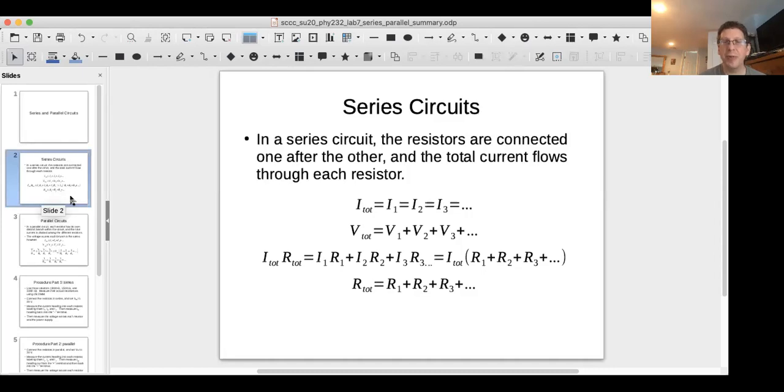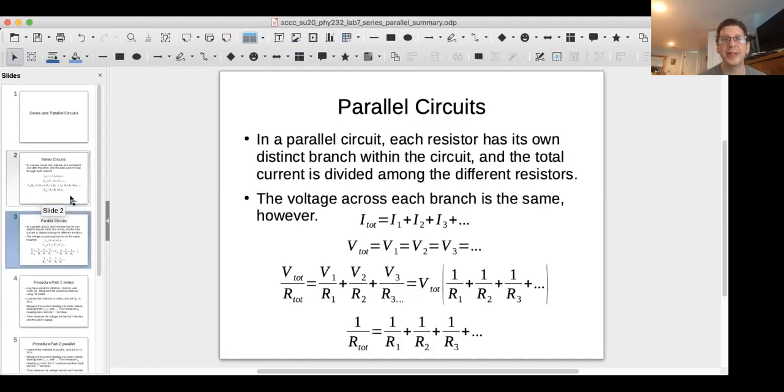The product of I total times R total is basically taking that equation and putting it in terms of Ohm's law: I total times R total is equal to I1 R1 plus I2 R2 plus I3 R3 and so on. But it's the same current going through each resistor. And so what you get from that is that the total or equivalent resistance in the series segment of the circuit is the sum of the individual resistances. So R total is equal to R1 plus R2 plus R3, and so on.